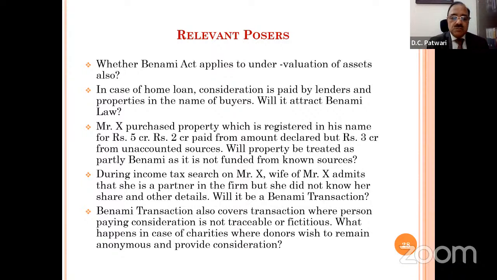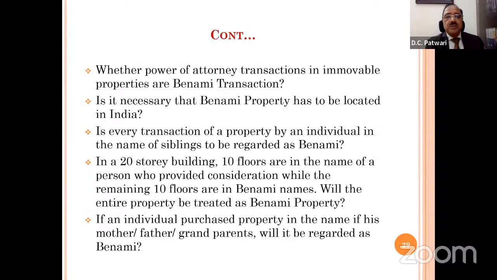Benami transactions also cover transactions where the person paying consideration is not traceable or fictitious. What happens in the case of charities where donors wish to remain anonymous and provide consideration? So in the case of charitable institutions and religious institutions, any anonymous donation received will be covered by section 58, where it is provided that it will not be treated as Benami.